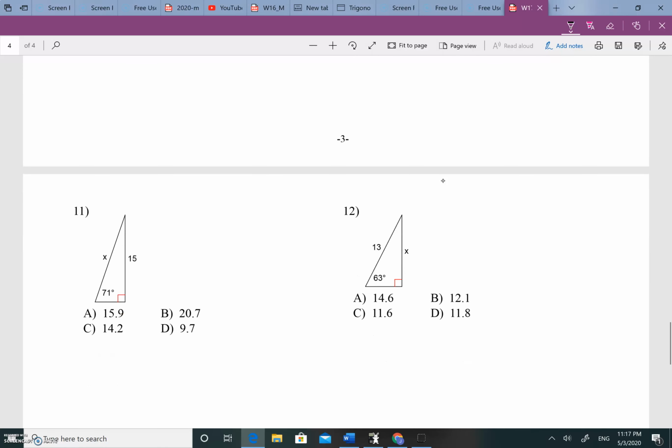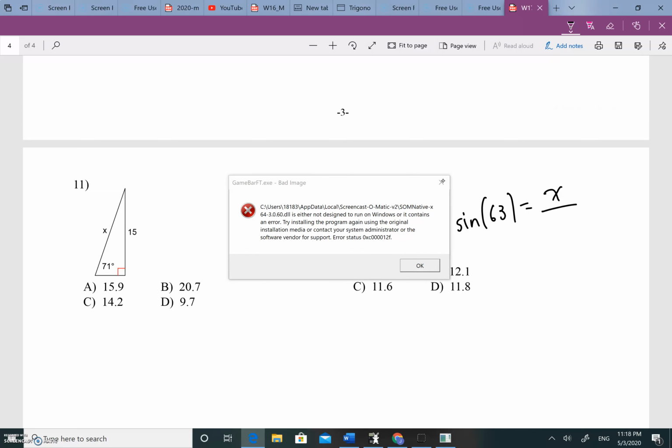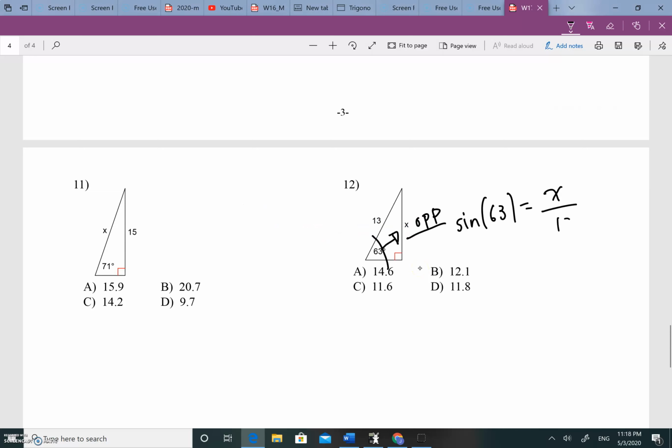So this is case 2. Now let's look at another one. Number 12 is going to be case 1, right? Because you have x as your opposite. So it's going to be sine 63 is equal to x, because x is my opposite, divided by 13.